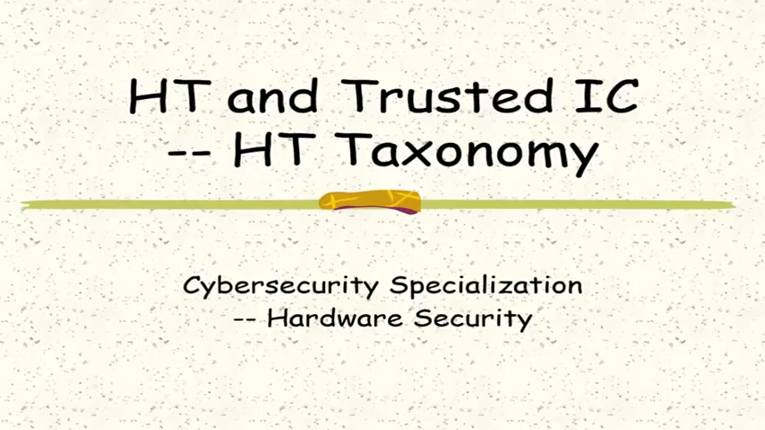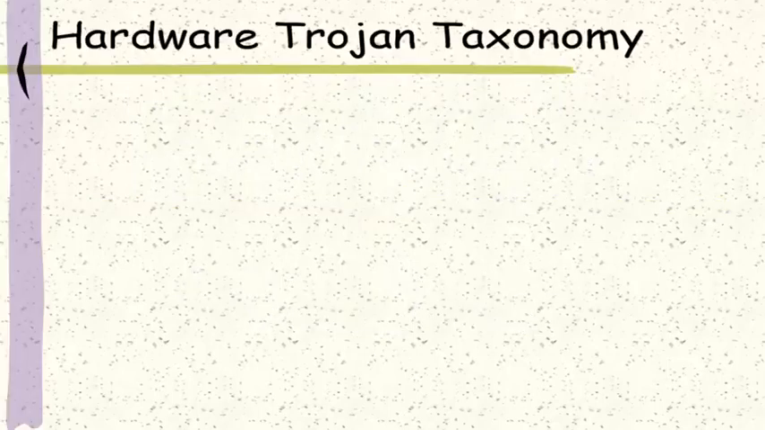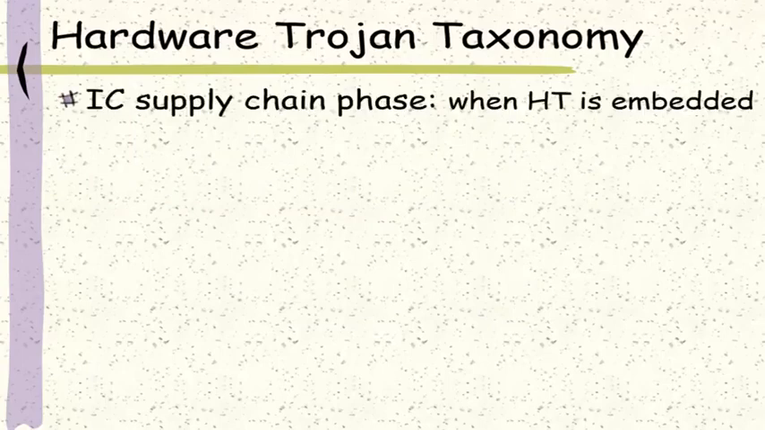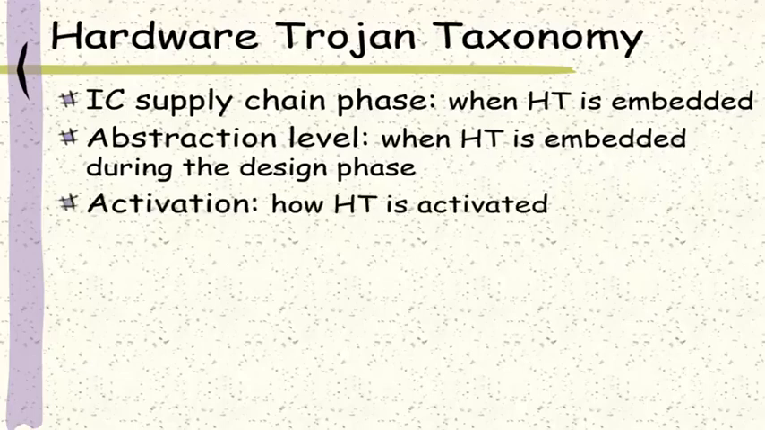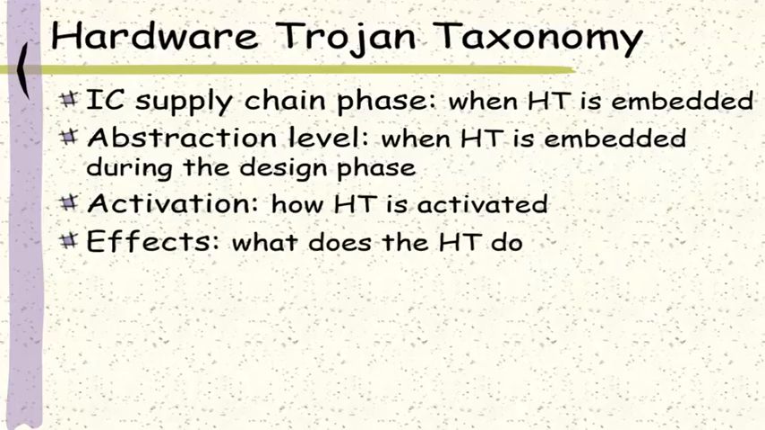Now let's talk about hardware Trojan taxonomy. Based on different criteria, the hardware Trojans can be categorized in many different ways. These criteria include: 1. The hardware Trojan will be inserted in the microchip supply chain, and more specifically, during the many stages of chip design, which stage or at which level of abstraction the hardware Trojan will be embedded. How the hardware Trojan will be triggered or activated, and what will the hardware Trojan do once it is activated, or what is the goal or payload of the hardware Trojan.